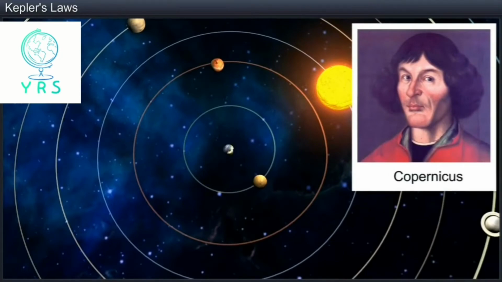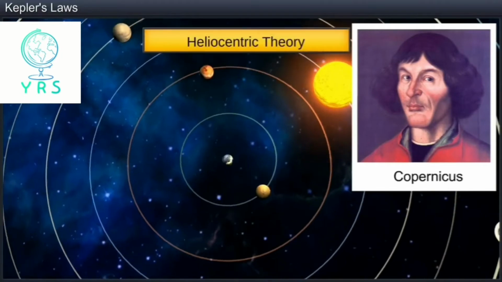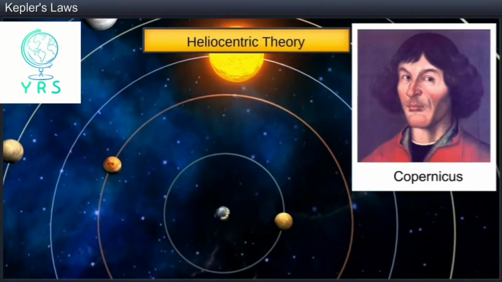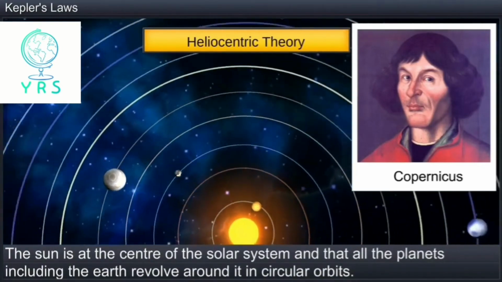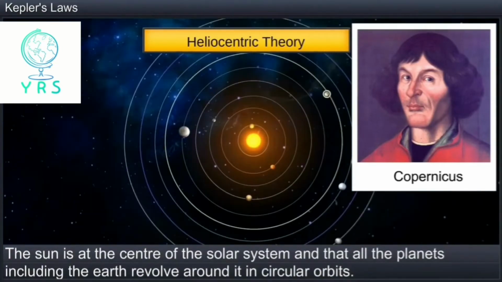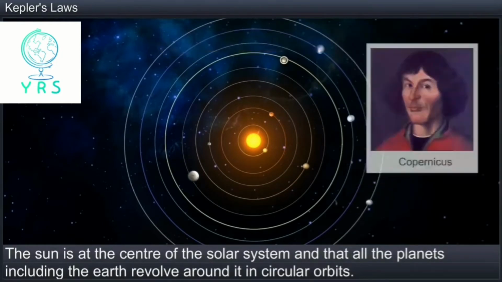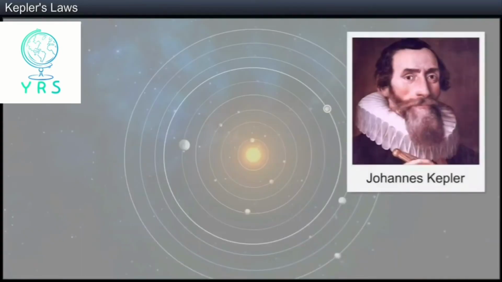Copernicus stated the heliocentric theory, where he said that Earth is not at the center, but he put the Sun at the center. The Sun is at the center of the solar system, and all the planets including Earth revolve around it in circular orbits. This was the heliocentric theory, which later on was studied by Tycho Brahe.